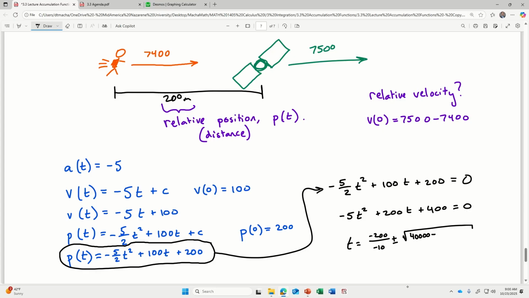Well, 2 times 4 is 8. And then I collect 3 zeros there. And minus 4ac, that's going to be a positive, because 2 negatives make a positive, divided by 2 times a. So then 200 divided by 10 would be 20. And then we've got plus or minus the square root of 40,000 plus 8,000, so 48,000. And then divide that by 10.